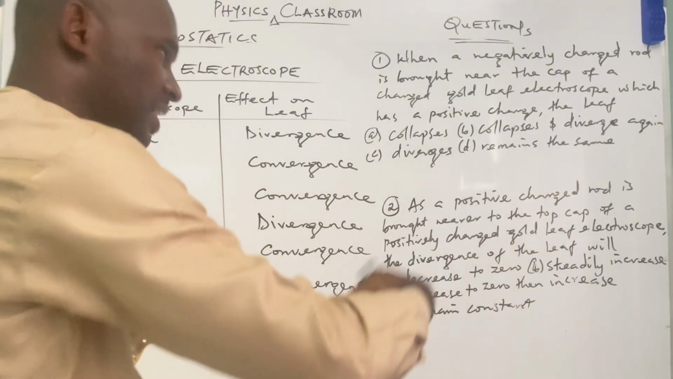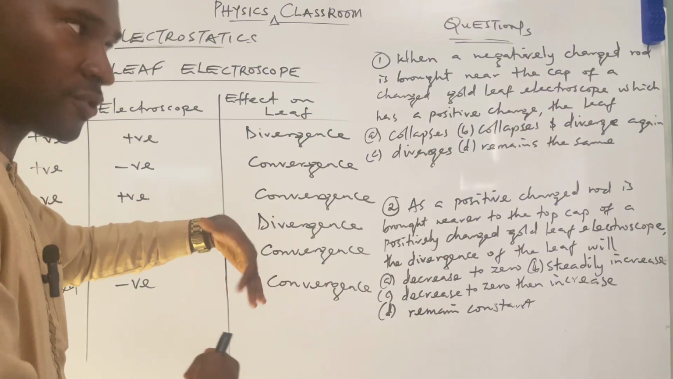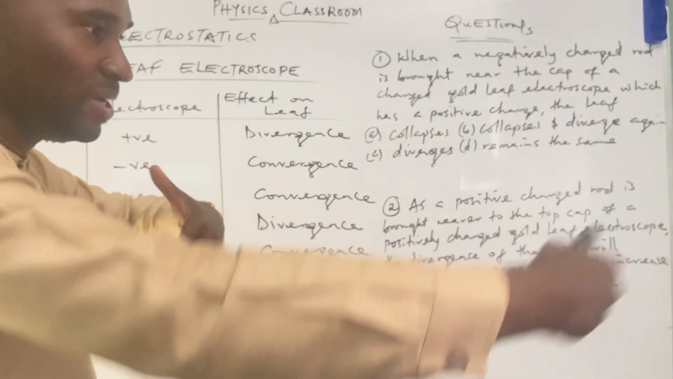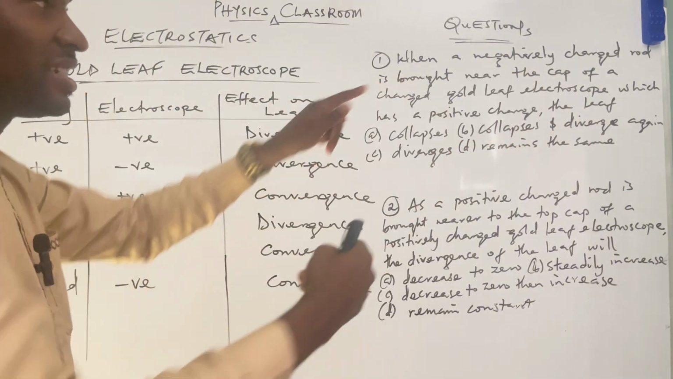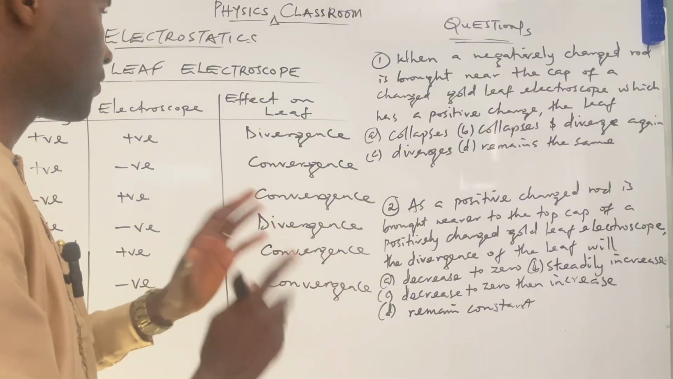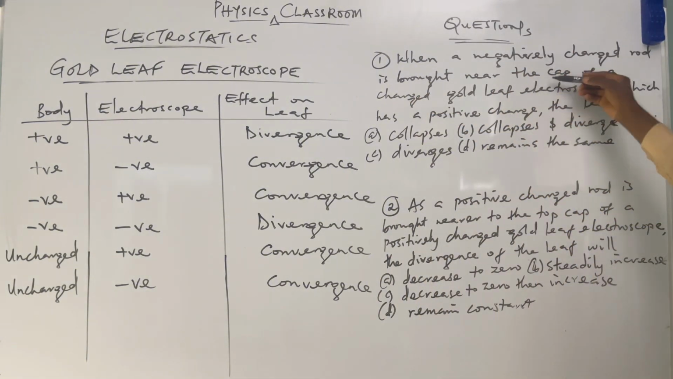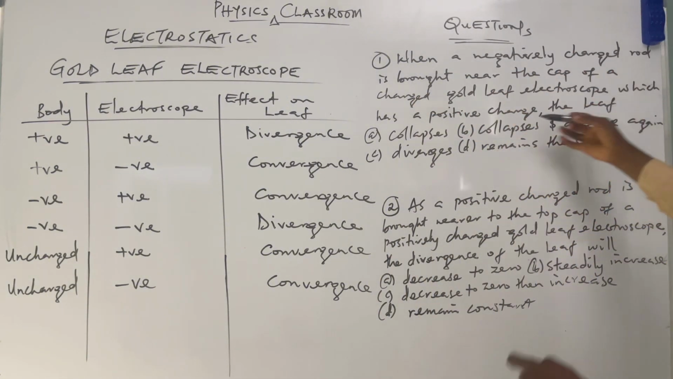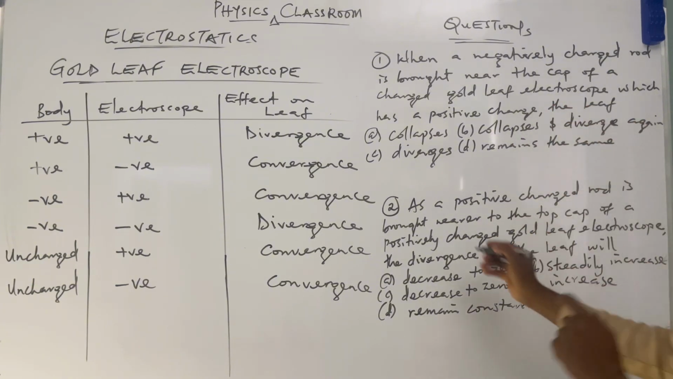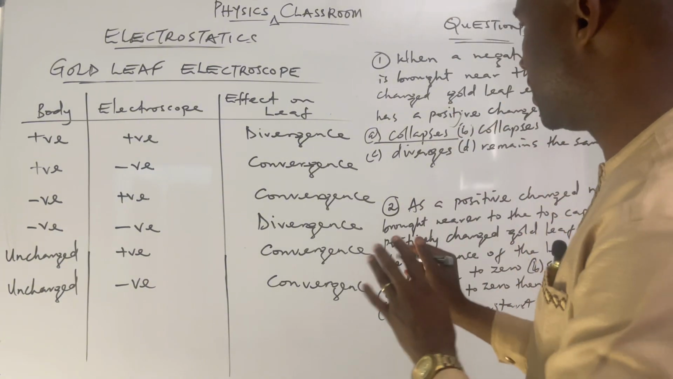Diverge is divergence. Collapse means convergence. And when they say reduce, it means convergence. Collapse means convergence. Increase means divergence. Diverge means divergence. I believe you understand that. So in this case, they said when a negatively charged rod is brought near the cap of a charged gold leaf electroscope, which has a positive charge, the leaf will what? Collapse. The leaf collapses. So option A is correct for this.